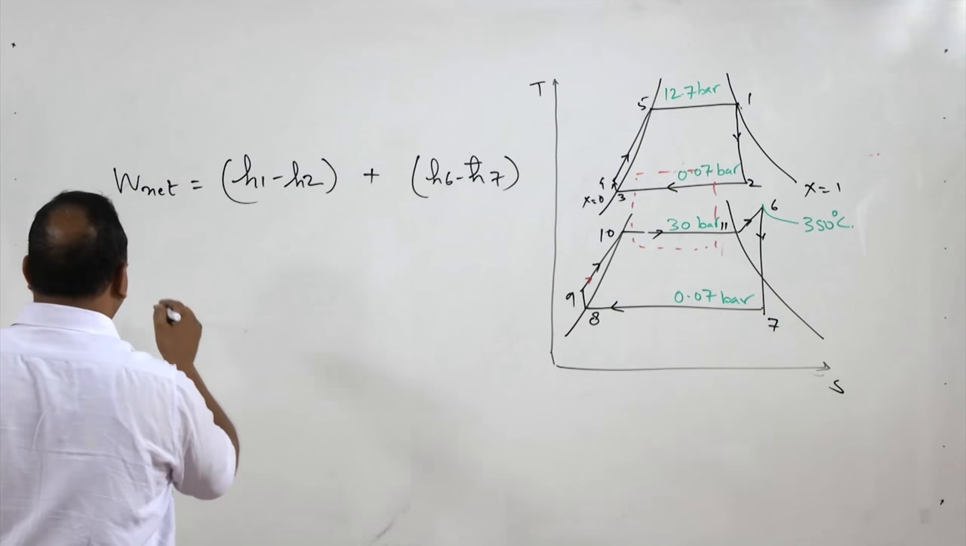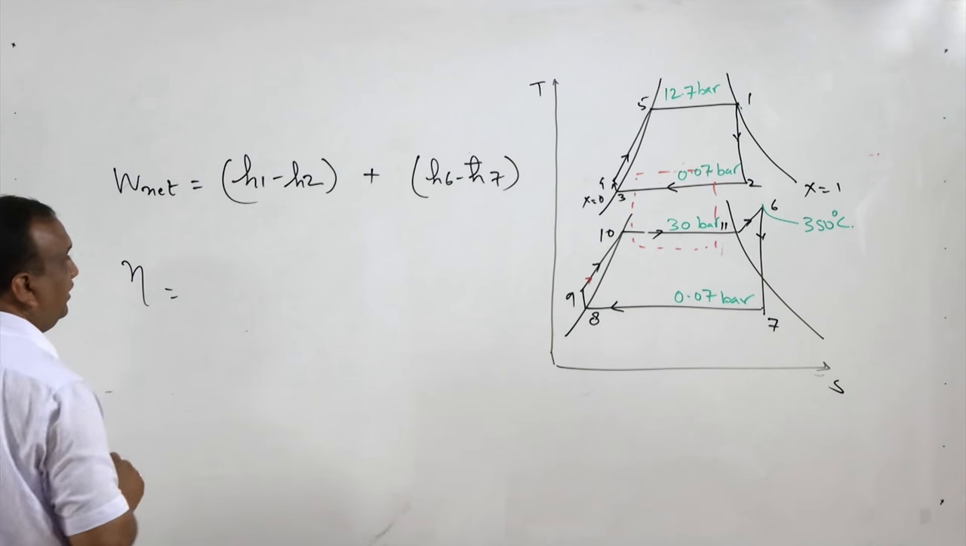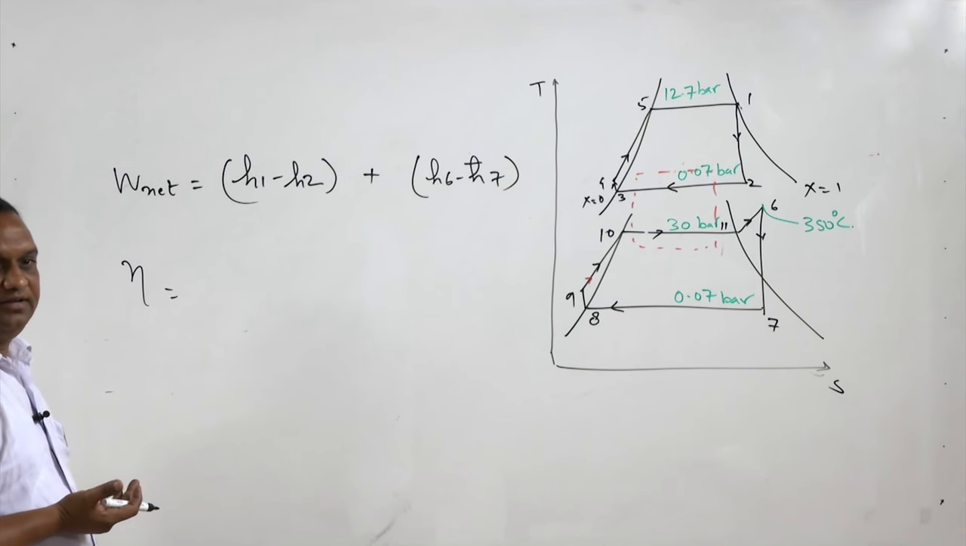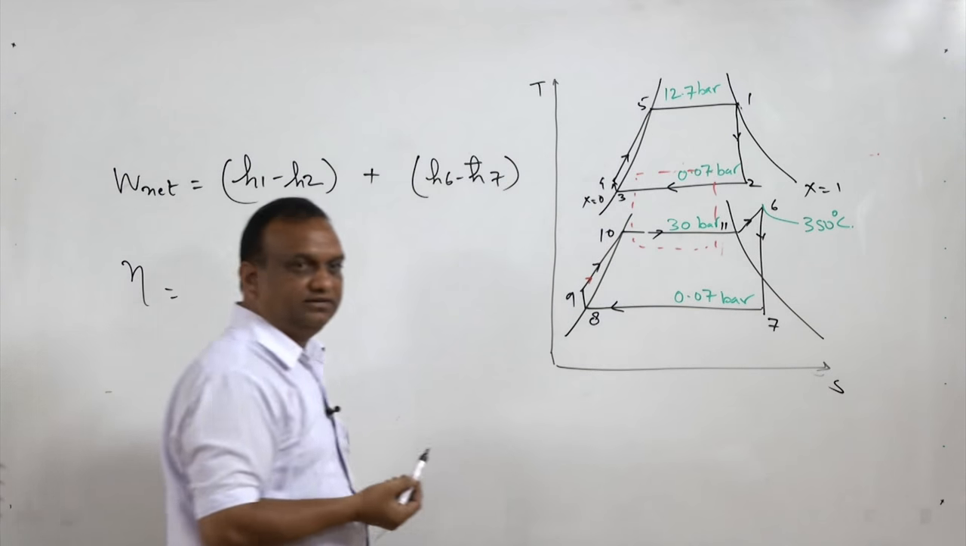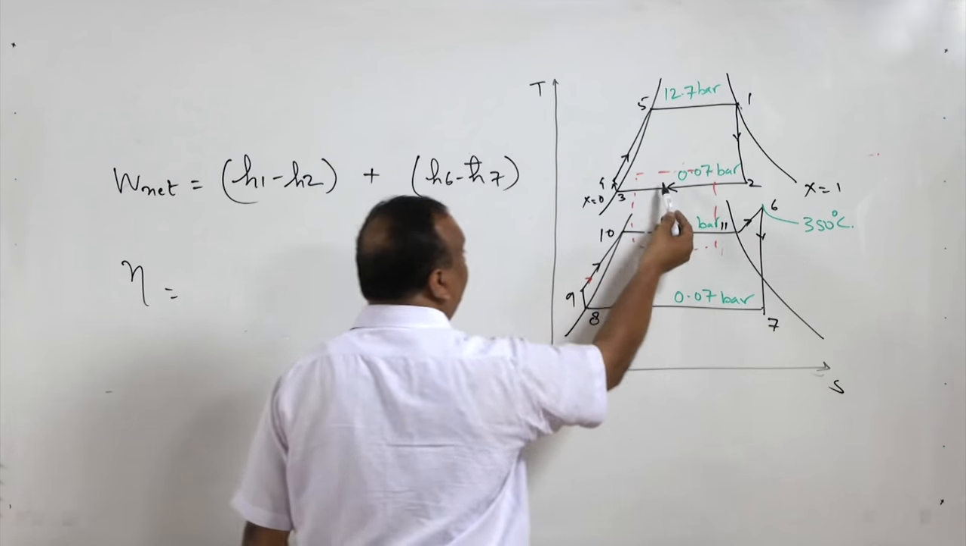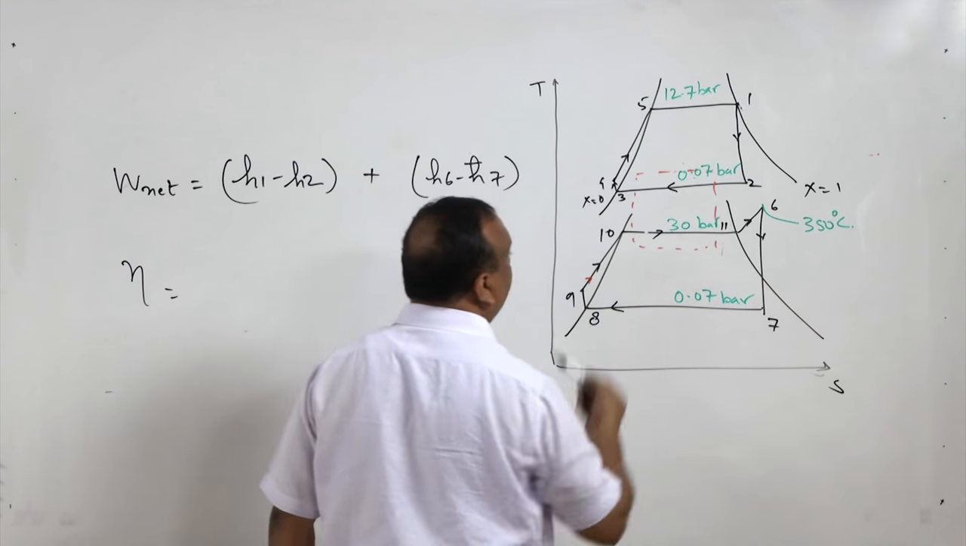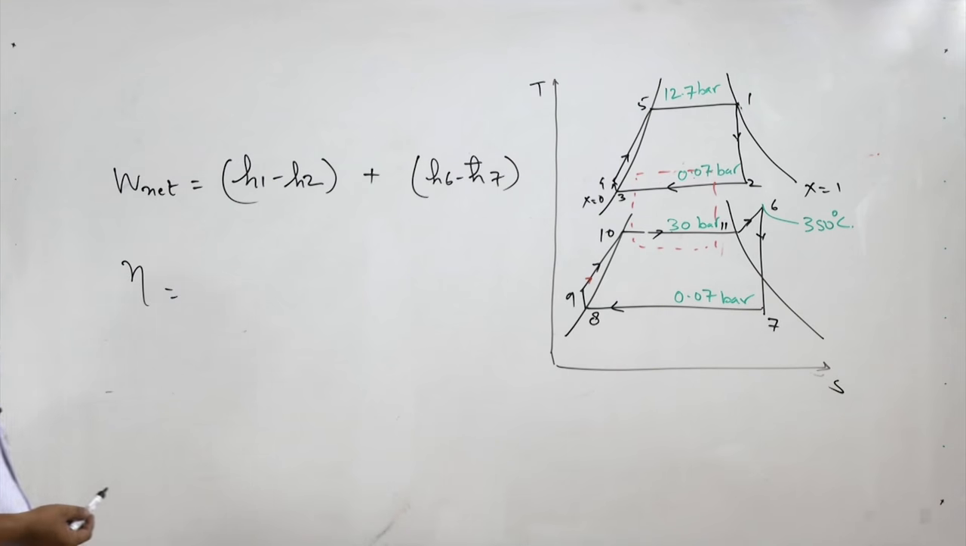And efficiency: how much heat is added? Heat is added only in this process, because heat addition in this process is through rejection of heat in the previous cycle, right.